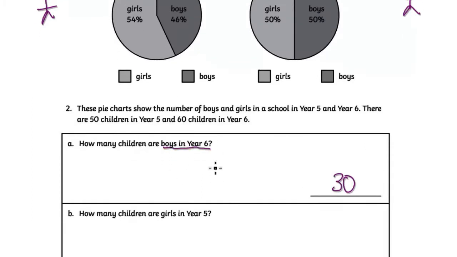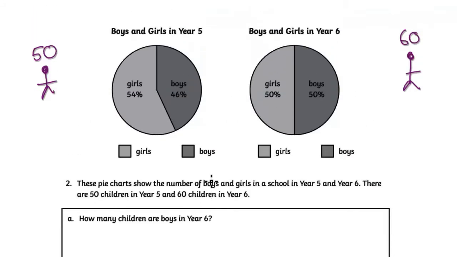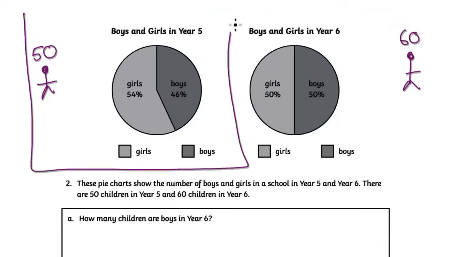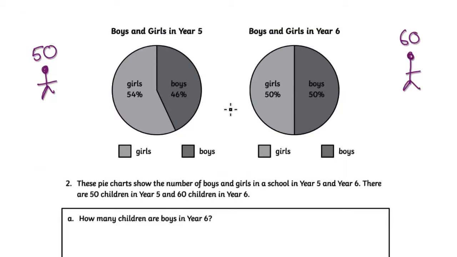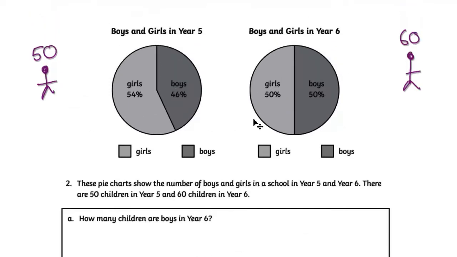So the next question: how many girls are in year 5? In year 5, you've got to look at this one here, and it wants to know how many girls are in year 5. So our normal method: get the whole population, which is 50, cut it up into 100 equal pieces, and then get 54 pieces. In this case, this is a nice number to work with.